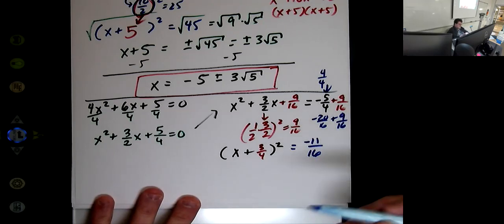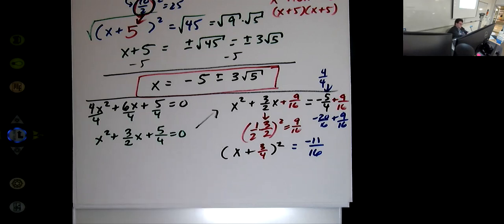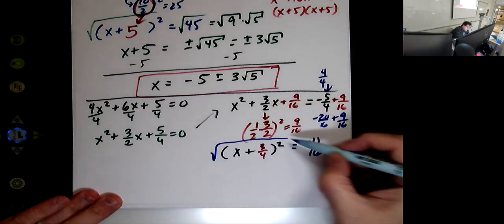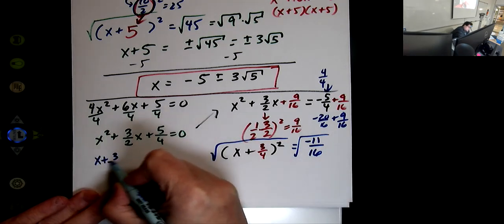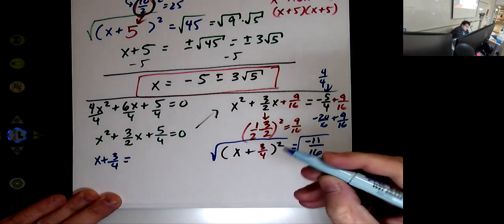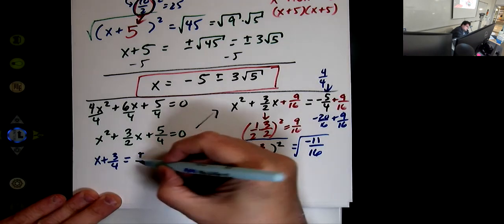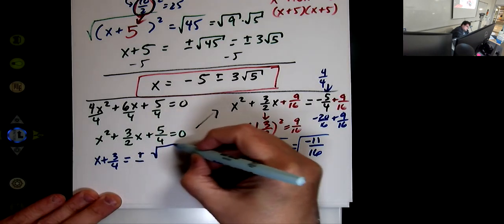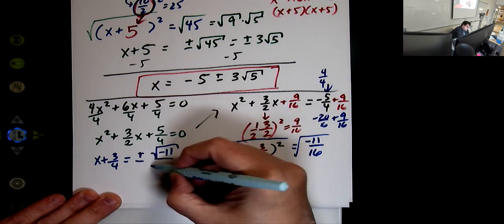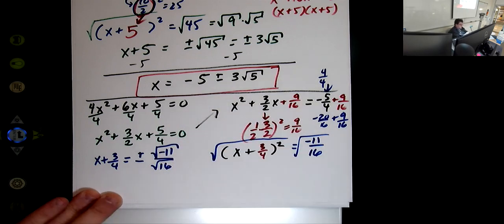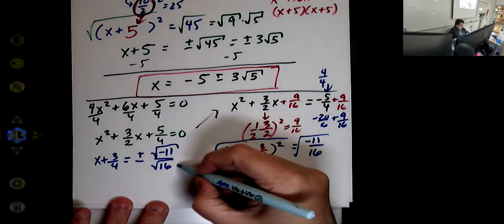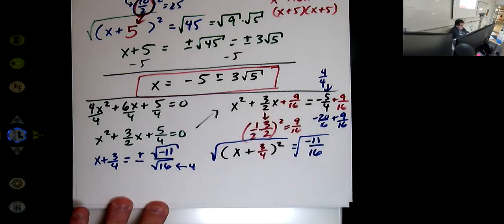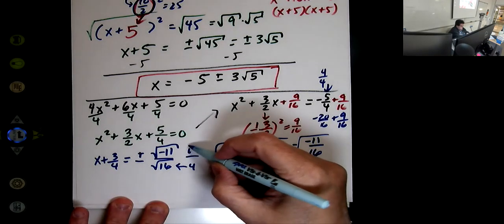Now I can take the square root of both sides there. I get x plus 3/4 equals plus or minus the square root. I'm going to do the top separately from the bottom, because we know that bottom is going to be a 4. And the top is i√11.